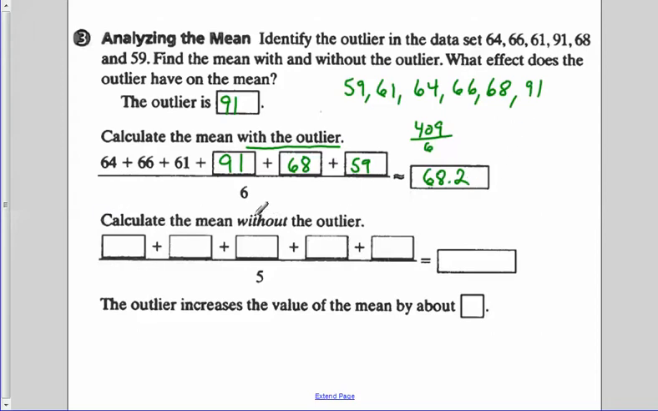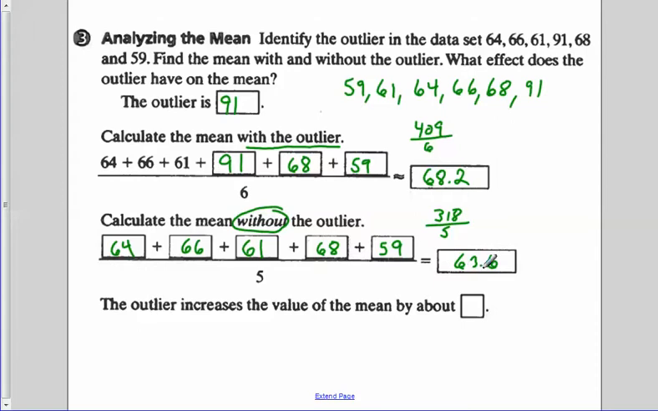Now we're going to calculate the mean without the outlier. That means we take the 91 out of our addends. So we take 64 plus 66. Now we dropped the outlier, so we don't add the 91. Then we have 61, 68, and 59. When I add all those together, I get 318. Then I divide by the total number of items added, which is now 5. When I divide, I get 63.6.